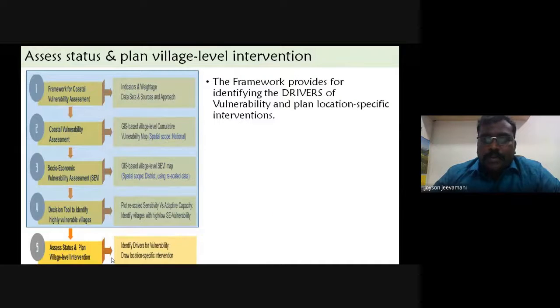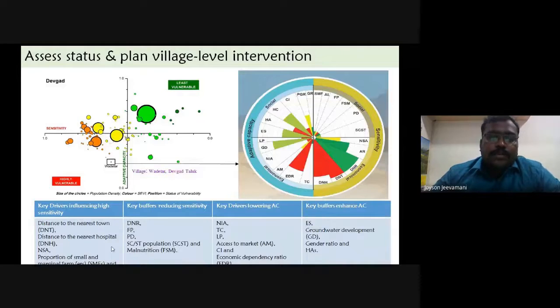Finally, if we take one village, for example, in this matrix I already told about this quadrant, that is the third quadrant. First quadrant is this, second, third, fourth. In this third quadrant are the villages or units having highly vulnerable characteristics. So we zoomed into that village and plotted all the socioeconomic parameters, the 23 indicators we already mentioned. We can see what the indicators are.